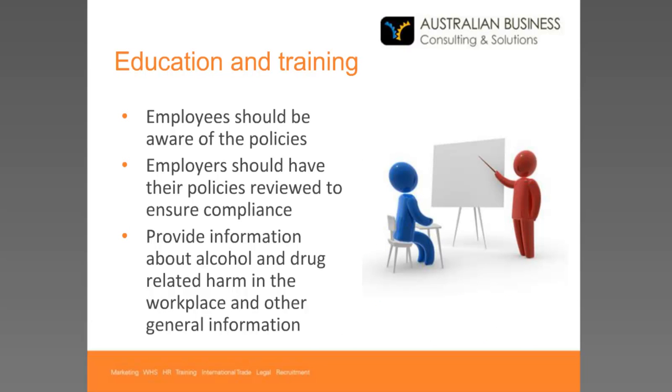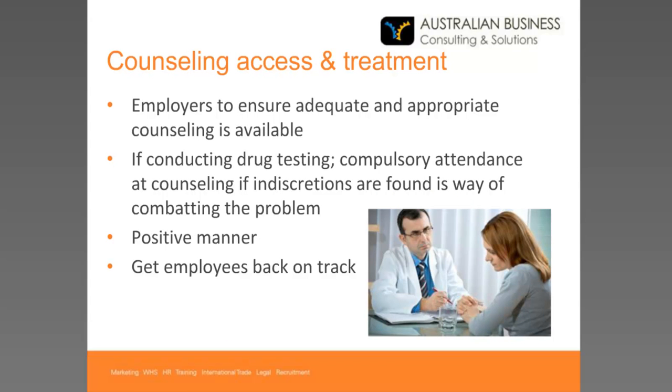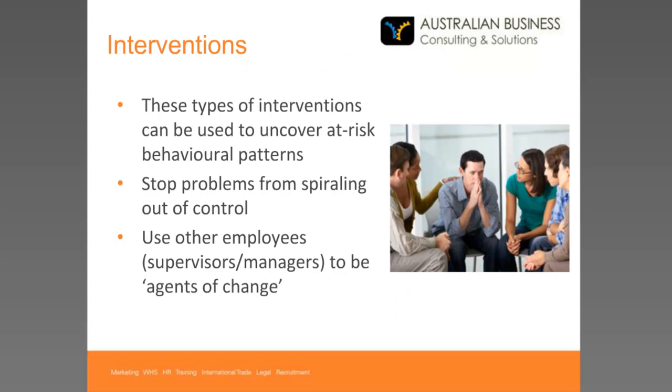Just some of those elements that you could actually be putting in place, certainly education and training. If you've had drugs and alcohol appearing in your workplace, then education and training of other staff would certainly be necessary and, in fact, possibly even essential. Employees really should be aware of the policies in place, and these may even need to be reviewed. And really, in the end result, people should understand them. They may not, in fact, read every word of the policy, but they need to know where to access them. And in that way, HR should provide employees with information about alcohol and drug-related harm in the workplace and other general information.